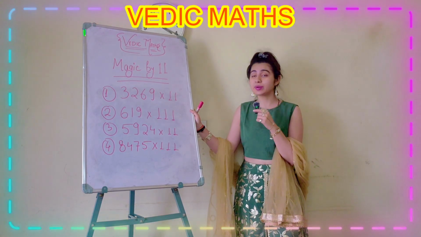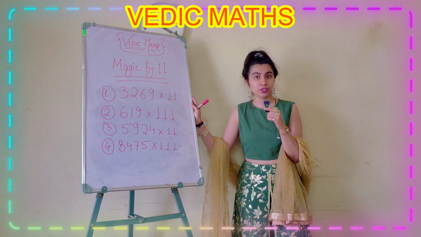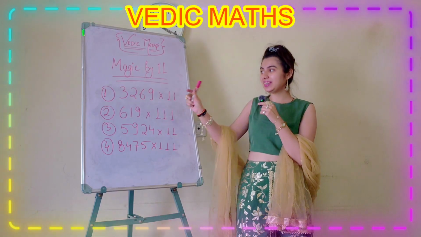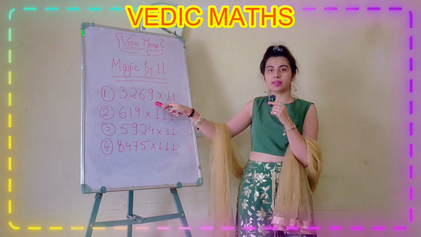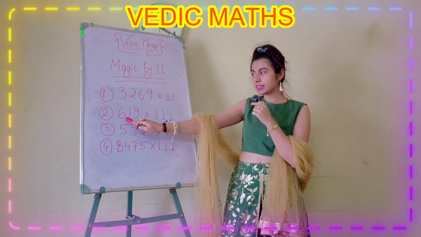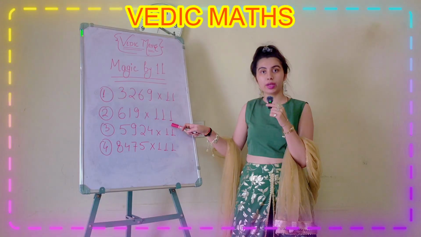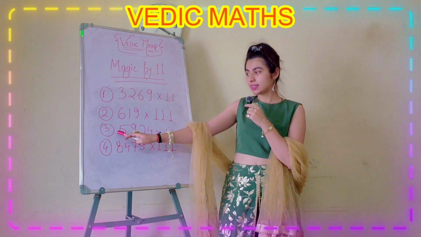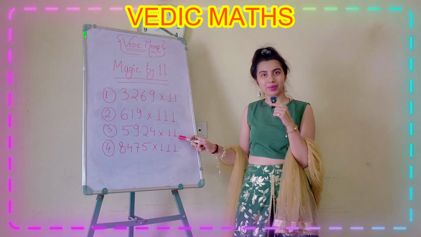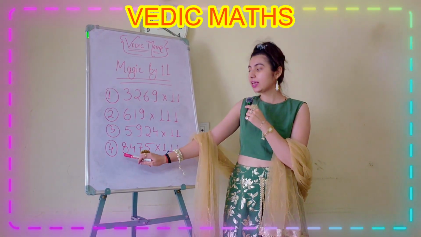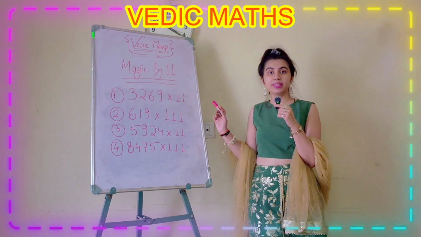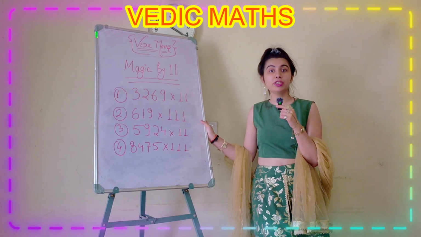Okay, so here are your practice questions. Homework, you can say. The first one is you have to multiply 3269 into 11. Next question is you have to multiply 619 into 111. The third one is 5924 into 11. And the last question is 8475 into 111. So you have to do all these with the help of your visualization.